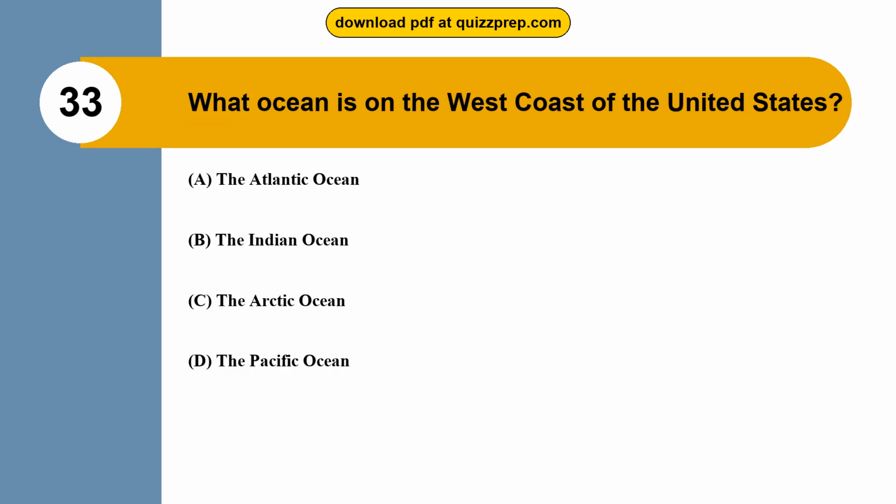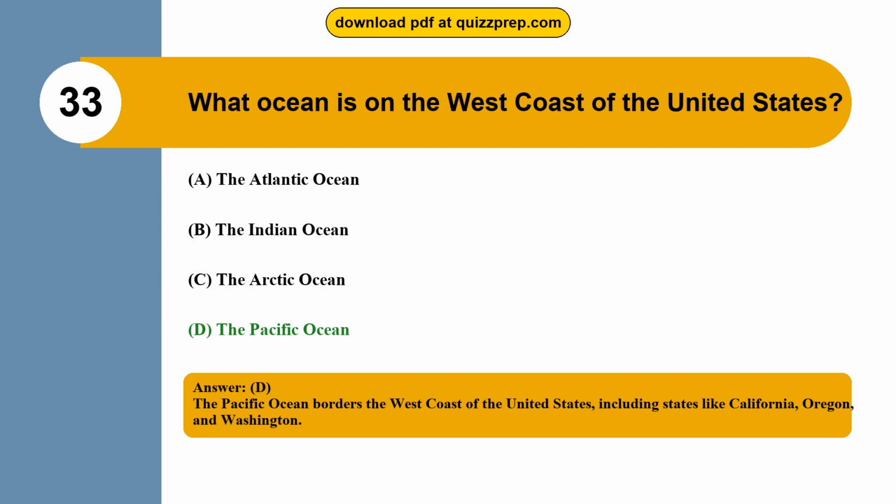Question 33. What ocean is on the west coast of the United States? Option A. The Atlantic Ocean. Option B. The Indian Ocean. Option C. The Arctic Ocean. Option D. The Pacific Ocean. The correct answer is option D. The Pacific Ocean. The Pacific Ocean borders the west coast of the United States, including states like California, Oregon, and Washington.